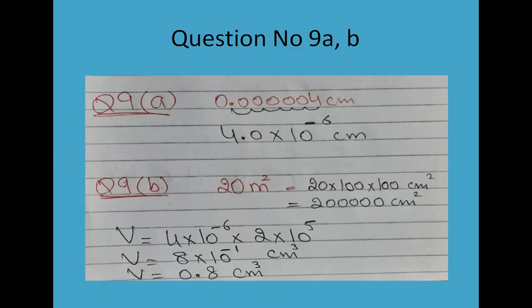And the area on which we have the oil is 20 meters square. So I will convert this into centimeter square. In 1 meter square we have 100 times 100 centimeter square, which means 10,000. So 20 multiplied by 100 multiplied by 100 gives you 200,000 centimeter square. Now if you want to calculate the volume of that oil, that will be thickness multiplied by area. Thickness is 4 expo minus 6 centimeter, and the area is 2 expo 5 centimeter square. When you multiply both these numbers, you get 8 expo minus 1, which means 0.8 centimeter cube. So the volume of the oil will be 0.8 centimeter cube.